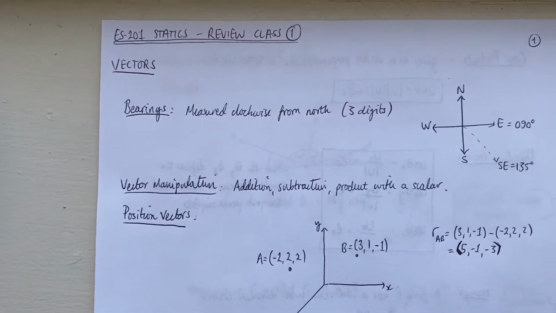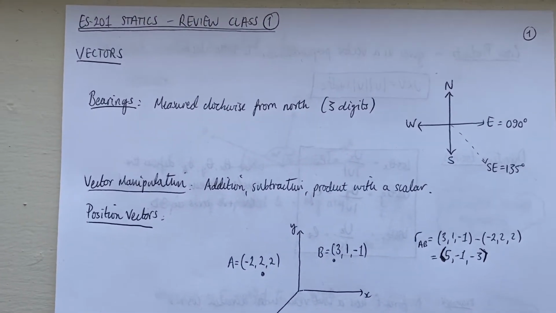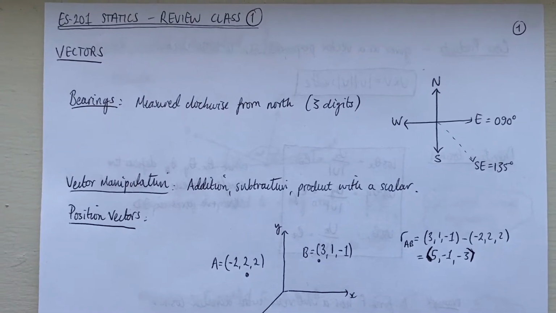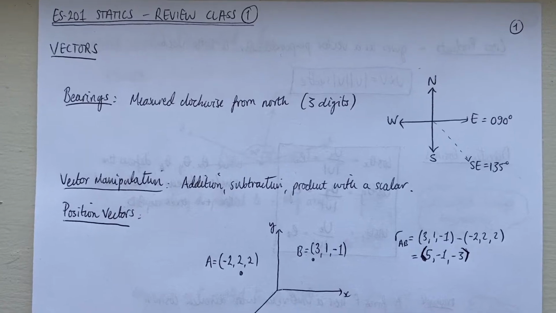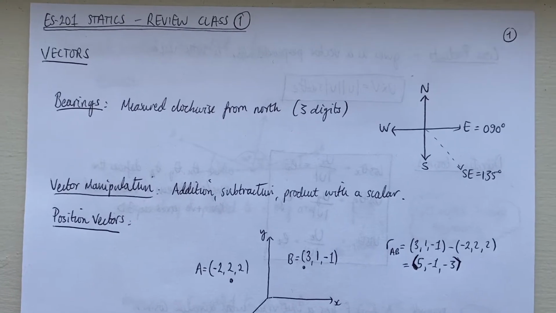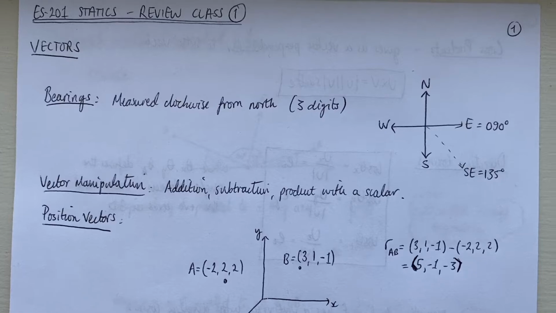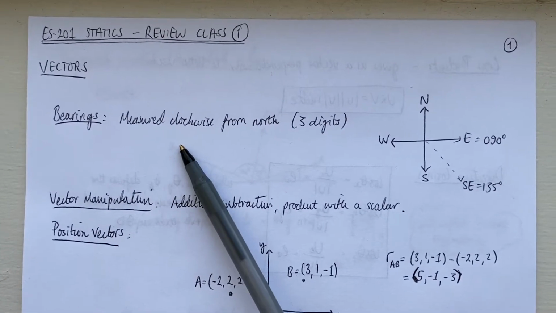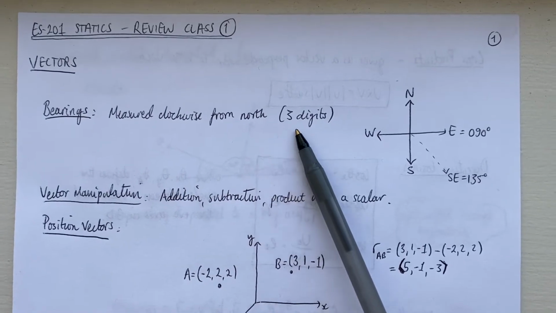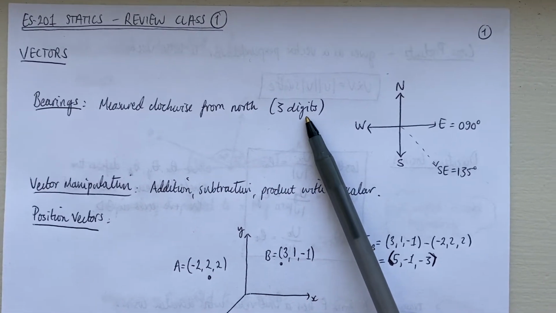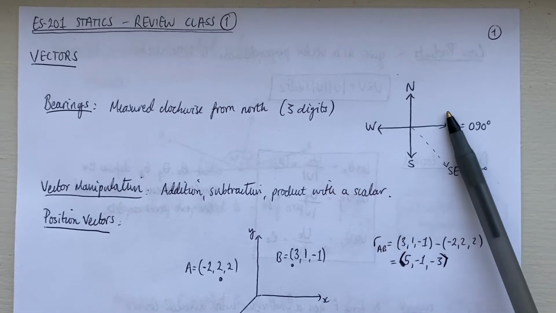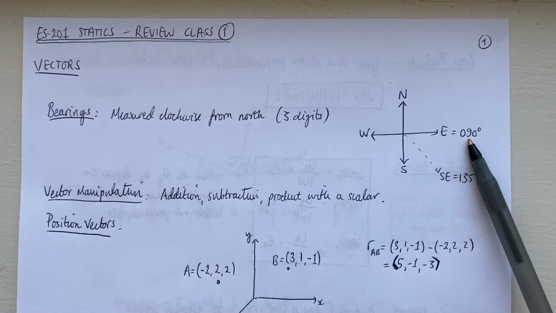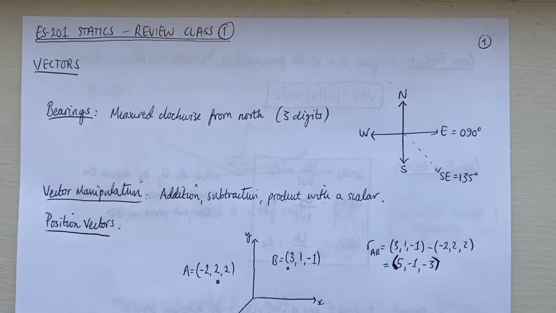So first of all then, bearings. This stuff seems like a long time ago now, doesn't it? But hopefully, because we've gone on to more and more advanced things, then some of this stuff should be quite straightforward now. So bearings, of course, measured clockwise from north, and you always give 3 digits for your bearings. So, for example, if you're due east, which is 90 degrees, the bearing has a leading 0, right? So 090 degrees.